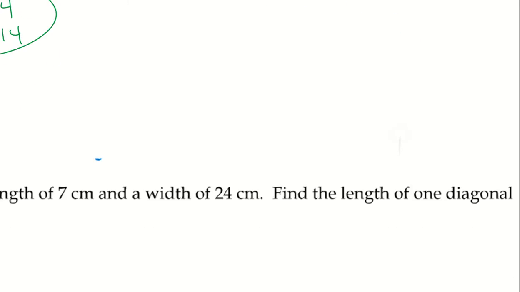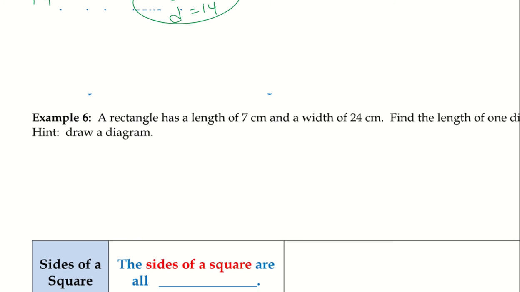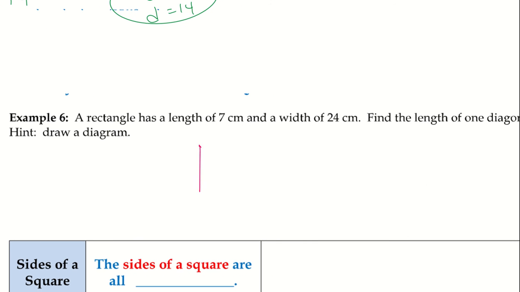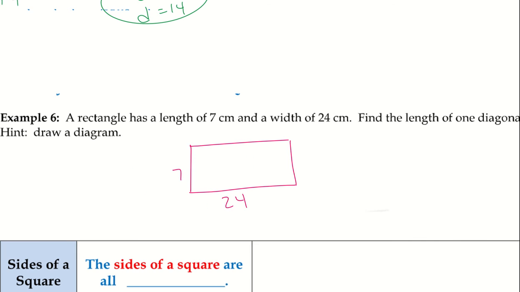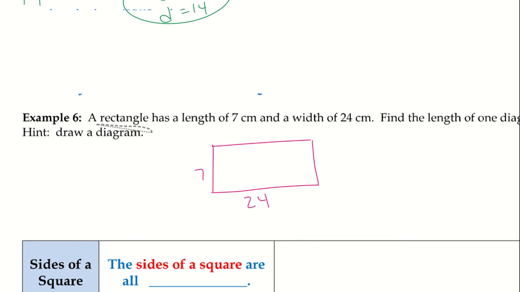Okay, let's go ahead and take a look at example 6. A rectangle has a length of 7 centimeters and a width of 24 centimeters. Go ahead and draw a rectangle. So 7 and 24. Find the length of one diagonal. Hint, draw a diagram. So really, whenever you don't have a diagram, we should be drawing the picture. All right, and so our goal is to figure out what this diagonal here is.